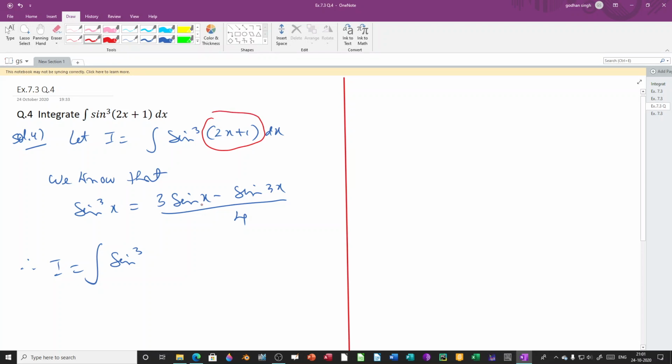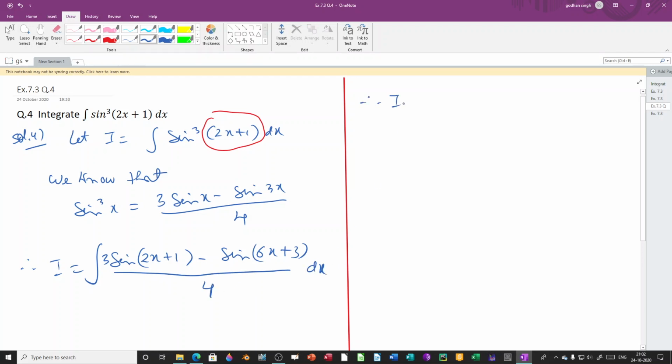What is sin cube x? It is 3 sin x, that is sin cube, this we can write as 3 sin x, what is our x, that is 2x plus 1, minus sin of 3 times this, that is 6x plus 3, whole divided by 4 dx.